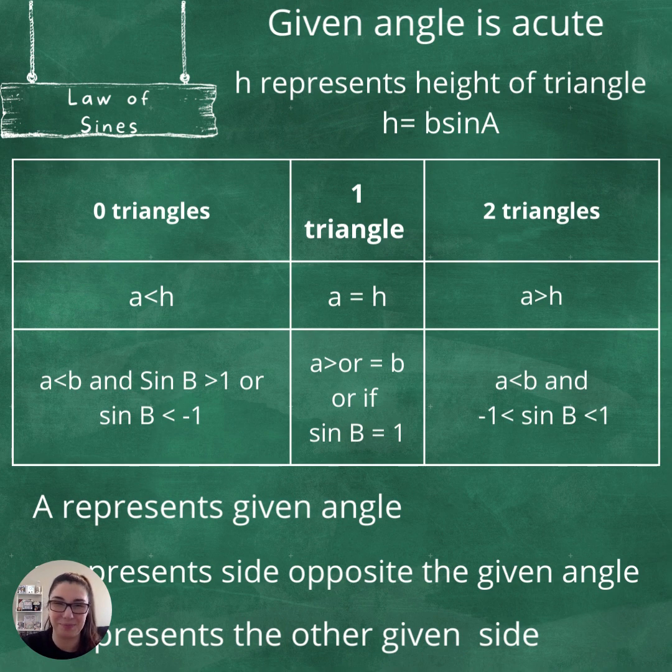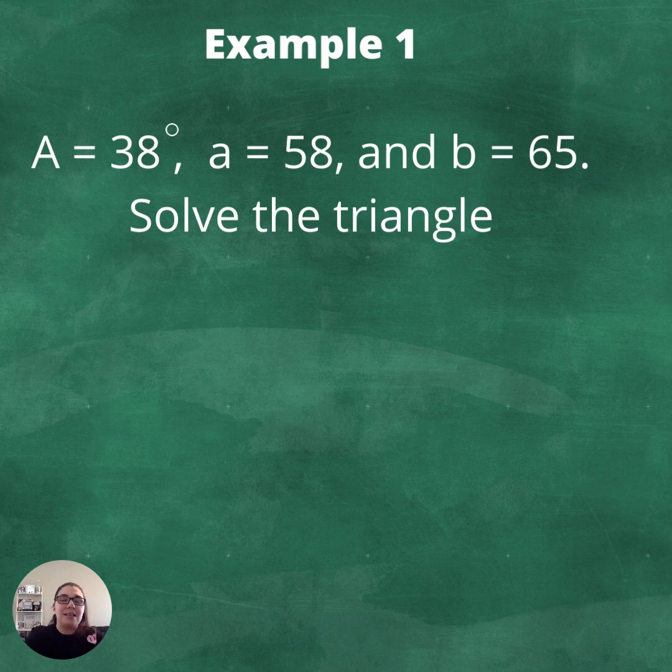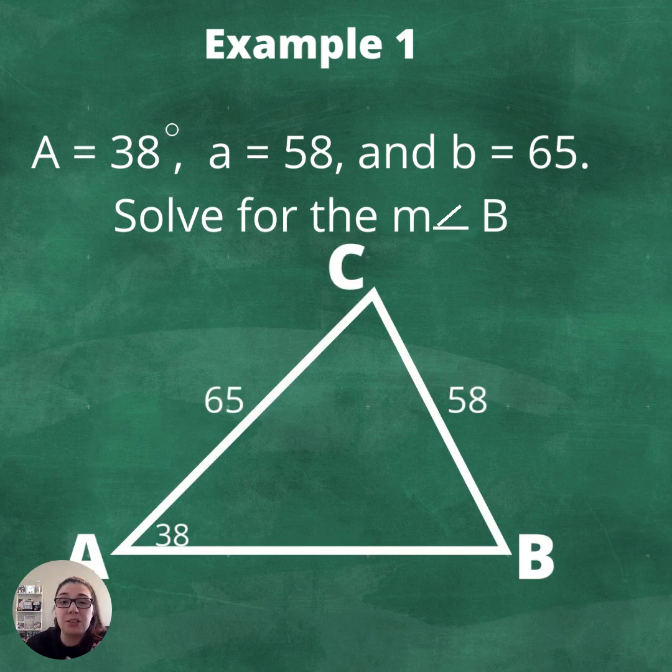So here's example 1. Example 1 tells us A is 38 degrees, lowercase a is 58, and lowercase b is 65, and they want us to solve the triangle. For the sake of the length of this video, we're just going to solve for the measure of angle B. What they mean by solving the triangle is solving for every angle measure and every side length in the picture, just an FYI. If anyone wants me to do an example where I solve the whole triangle, just let me know. What I like to do first is draw the picture. So this would be our picture.